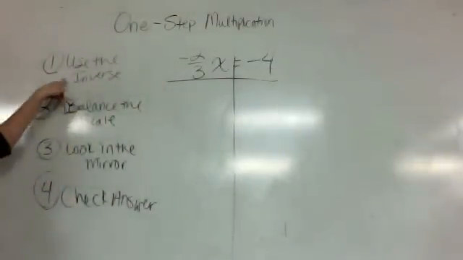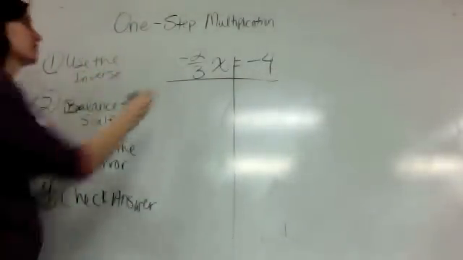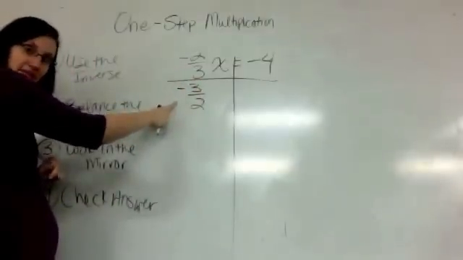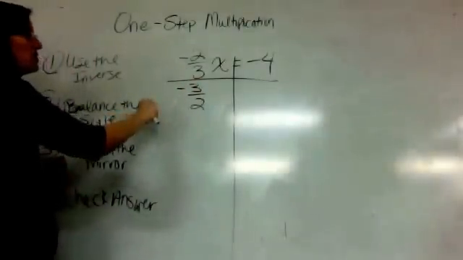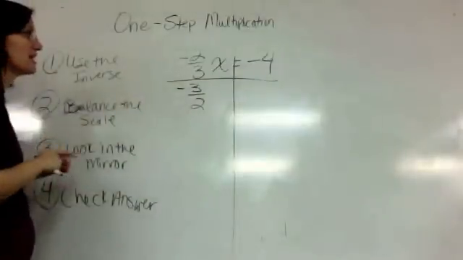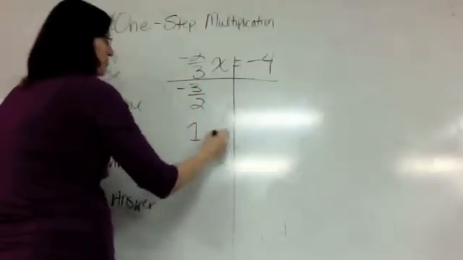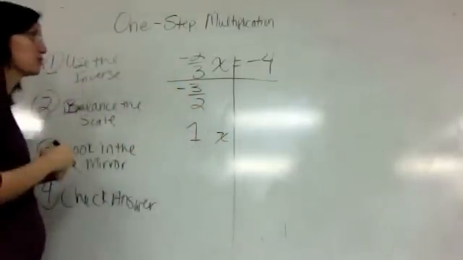First thing I'm going to do is use the inverse. The reciprocal of -2/3 is -3/2. Notice that reciprocals remain negative. The sign doesn't change, that's only with addition. So the reciprocal is -3/2. And that's going to give me 1 times x, because a number times its reciprocal is always 1.